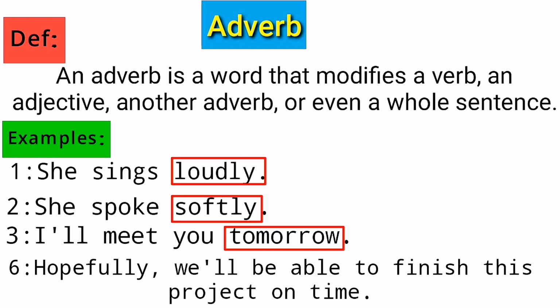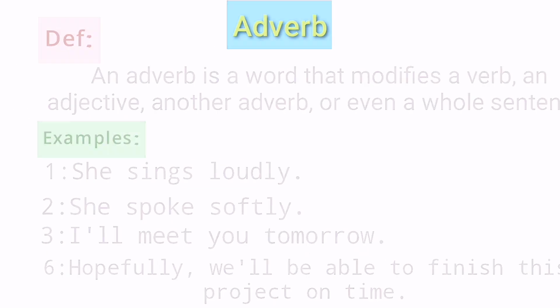Hopefully, we'll be able to finish this project on time. Here in the example, the adverb, hopefully, modifies the whole sentence by indicating that the speaker is expressing hope or optimism. Well, guys, as you have understood adverbs, now it is time to learn kinds of adverbs. Let's move and also learn it.